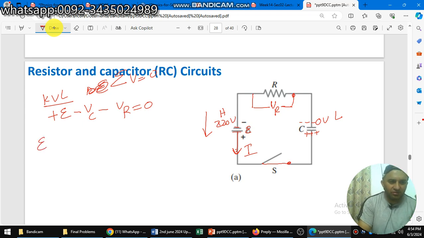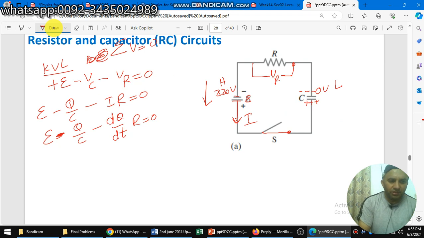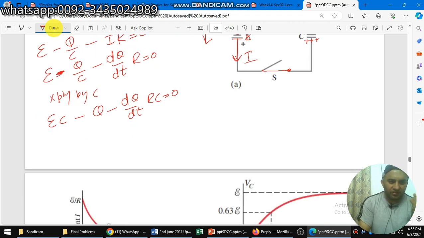We know the capacitor voltage is Vc equal to Q by C, and VR, according to Ohm's law, is equal to IR, where I is equal to dq over dt. So we write E minus Q by C minus R dq over dt equal to 0. Multiplying by C on both sides, we get EC minus Q minus dq over dt into RC equal to 0. Simplifying further, EC minus Q is equal to dq over dt into RC.